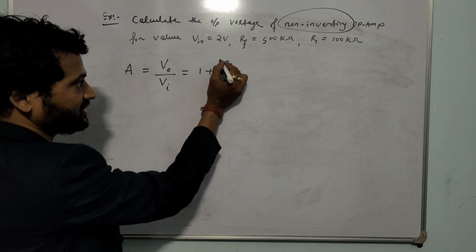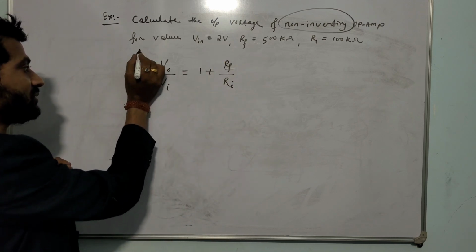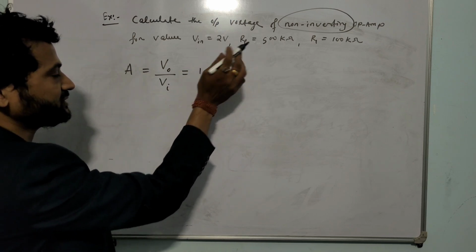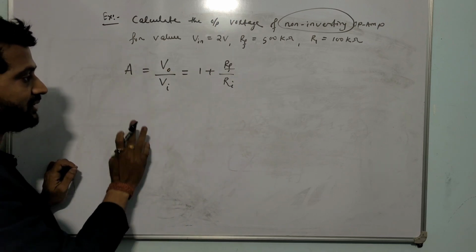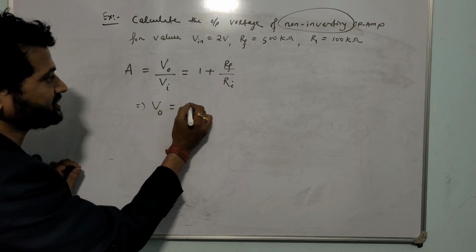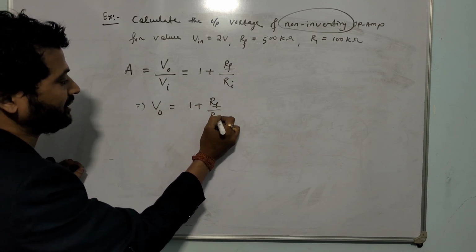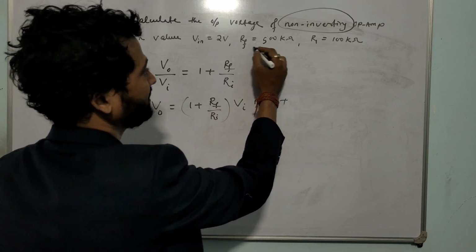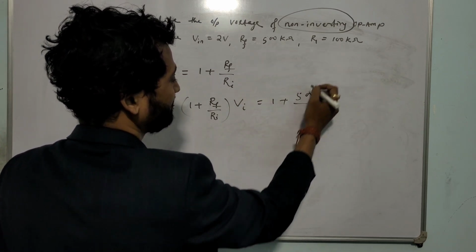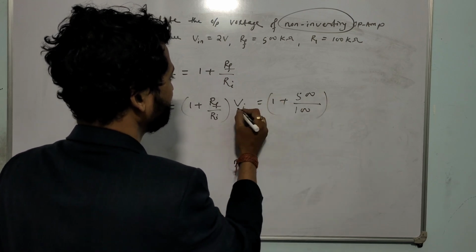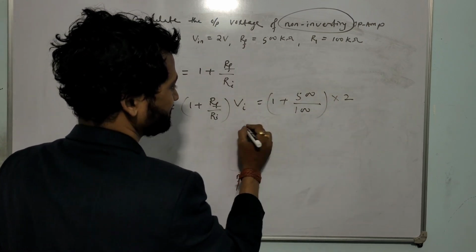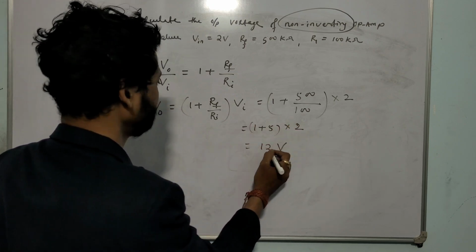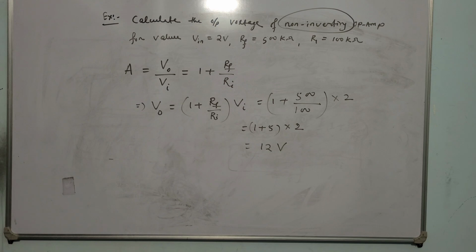So what does this mean? If we change the value of resistance, we can control the value of gain. Meaning the gain factor can be controlled by changing the value of this feedback resistance. That is what this means. So what is the output voltage here? 1 plus RF upon RI into VI. So RF is 500, it is given in the question. R1 is 100, it is given. Whole into VI, which is 2. So 1 plus 5 into 2, so it is 12 volt. Meaning your output voltage is 12 volt. Okay.